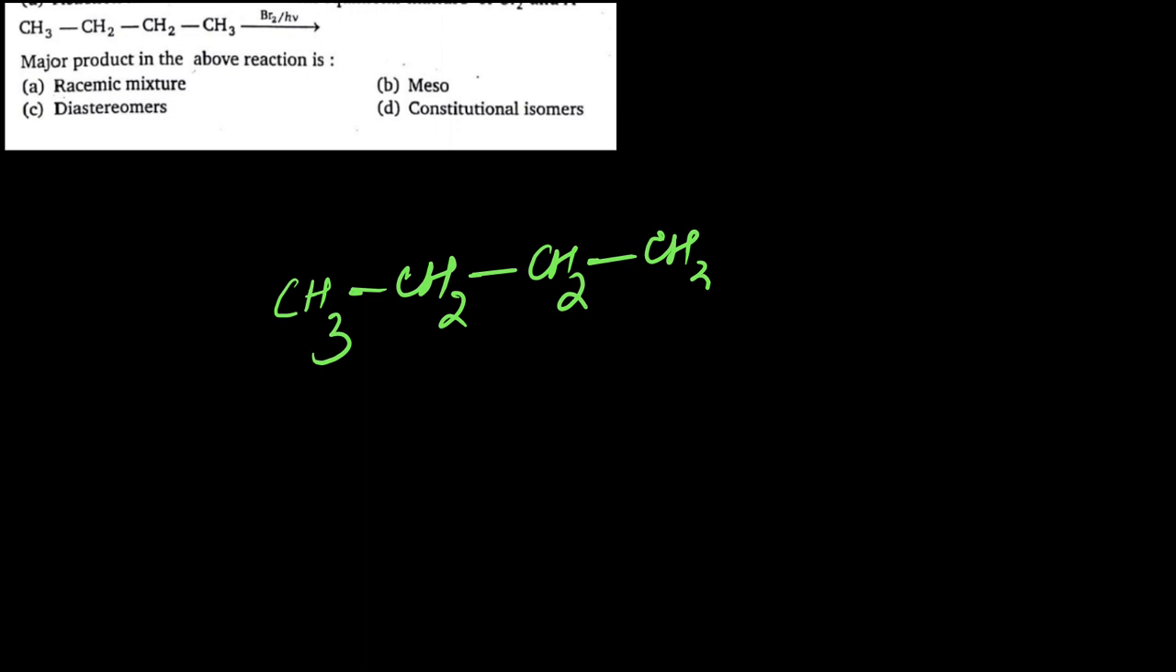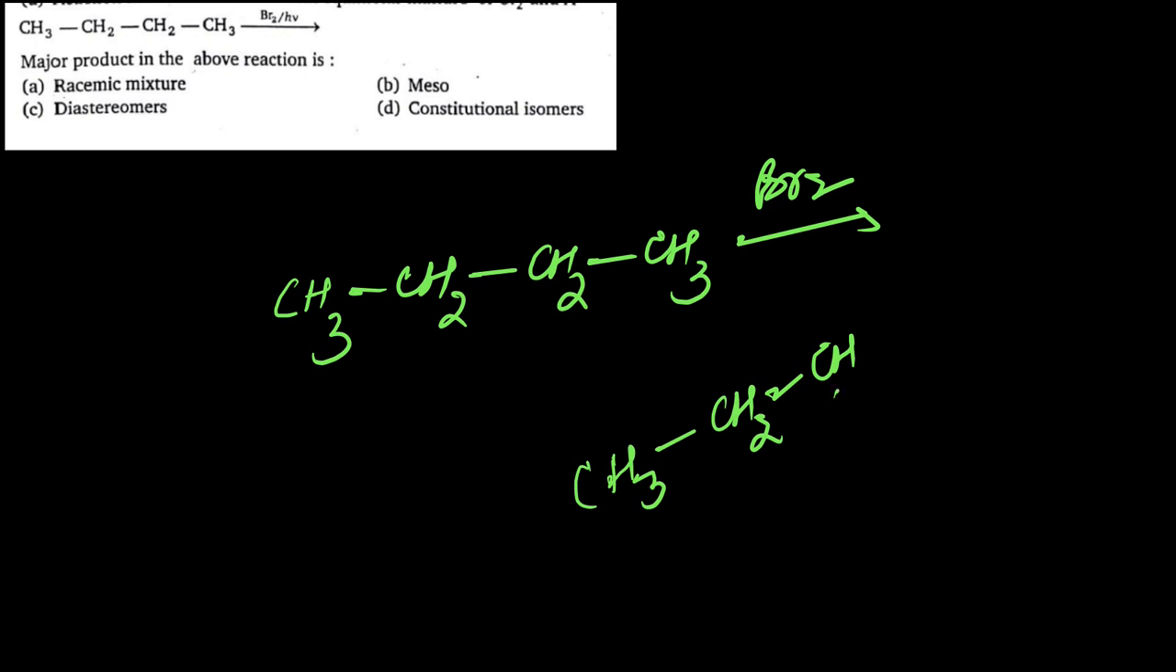Now let's go for question number 4. Bromination: the major product of the reaction is, we have CH3, CH2, CH2 and CH3, and students, you are doing bromination. So in the major product, it will attack on the secondary carbon atom. Now when it attacks on the secondary carbon atom, this will be a chiral center, and you will get 2 different products, and these 2 products will be a racemic mixture.